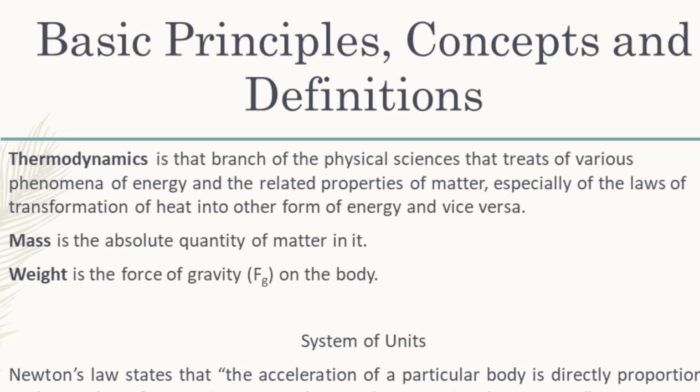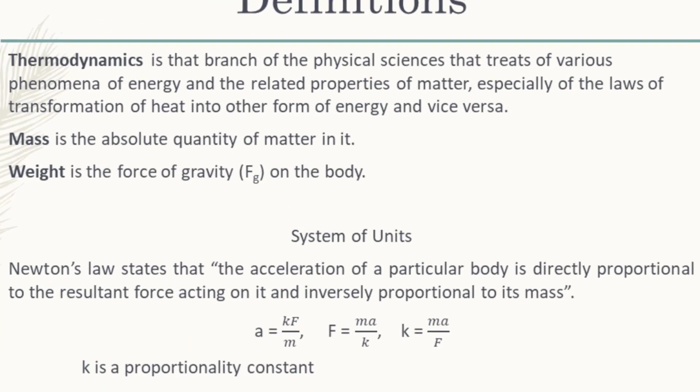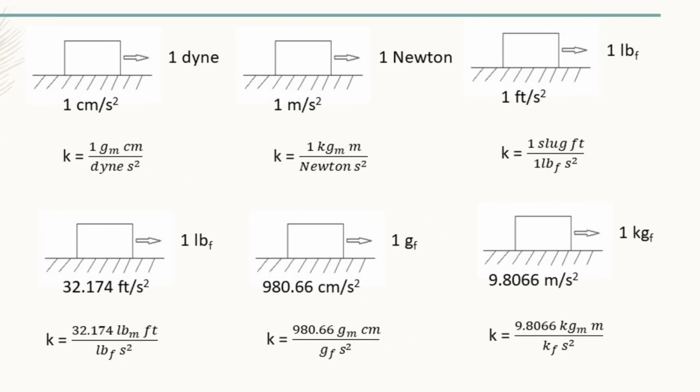Definition of terms: mass is the absolute quantity of matter in a body. Weight is the force of gravity, or Fg, on the body. Newton's law states that the acceleration of a particular body is directly proportional to the resultant force acting on it and inversely proportional to its mass. Thus we have this formula, and K is a proportionality constant. The proportionality constant can be substituted by this value. It depends upon the given situation of the problem and the unit used.